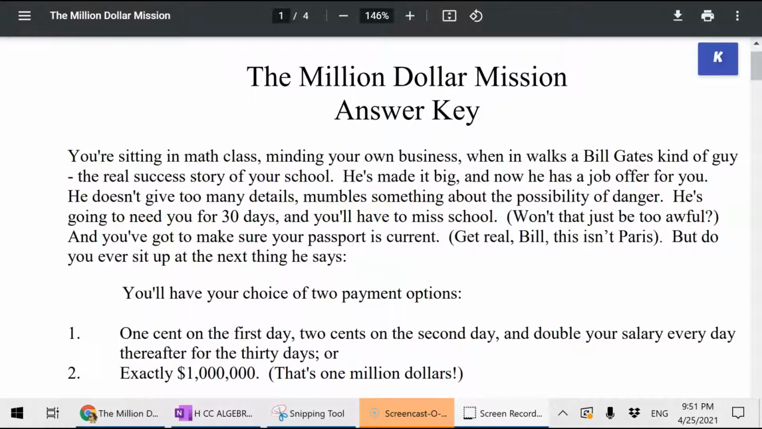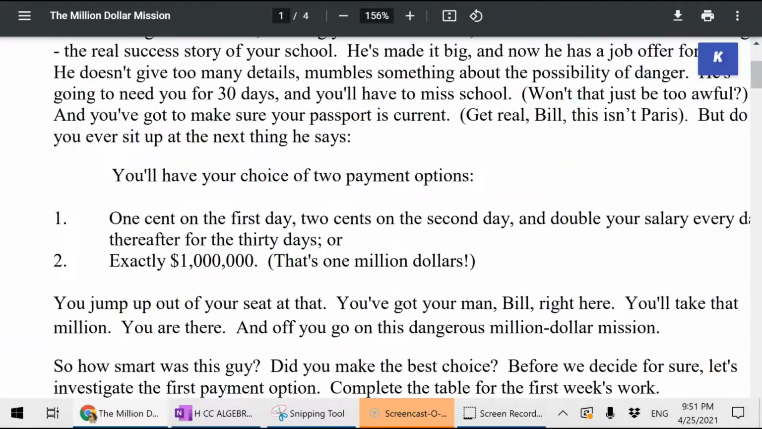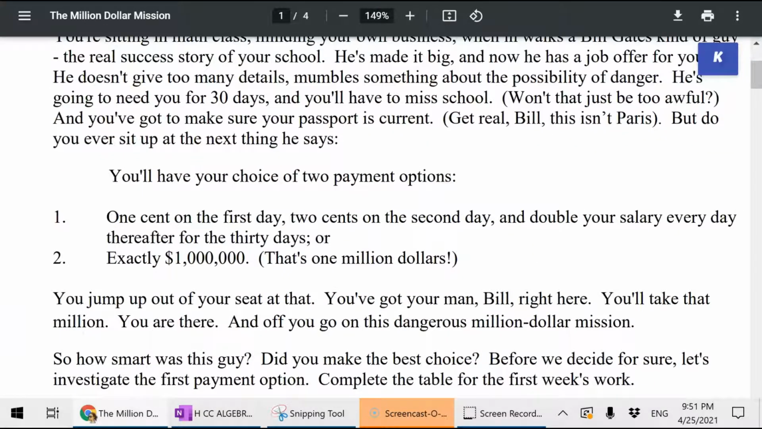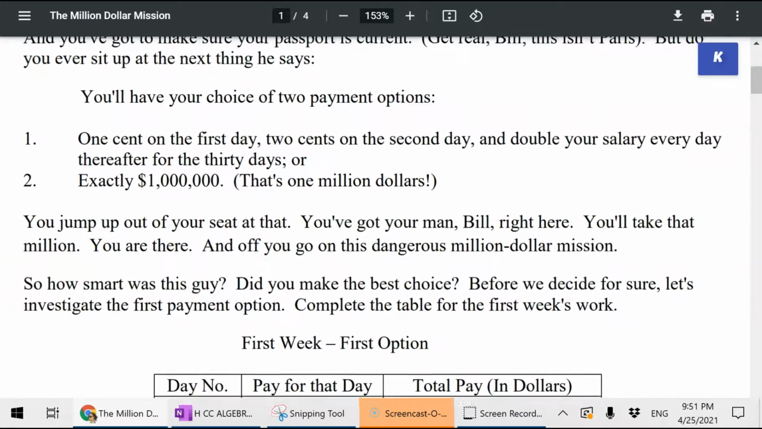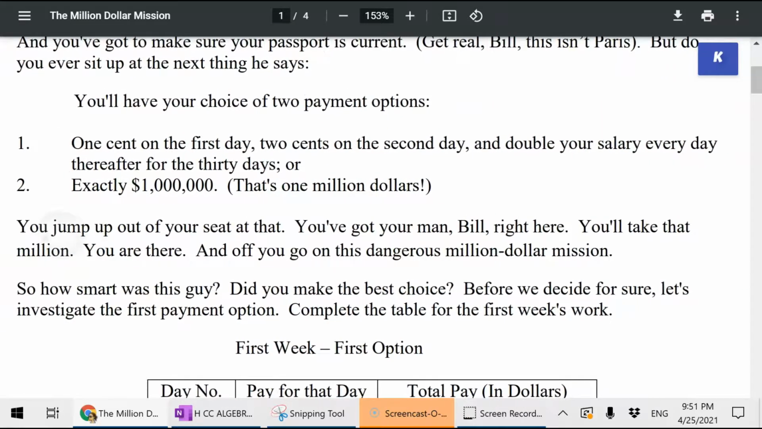Alright, so exponential function. Why is it important? Here's a famous game I play in class. The $1 million mission answer key. You're sitting in math class, minding your own business, when in walks a Bill Gates kind of guy, a rich guy. He has a job offer basically, and he says, you've got two choices. Number one, you can either get paid 1 cent on the first day, 2 cents on the second day, and double your salary every day thereafter for the 30 days, or you can get paid $1 million. What is your choice?